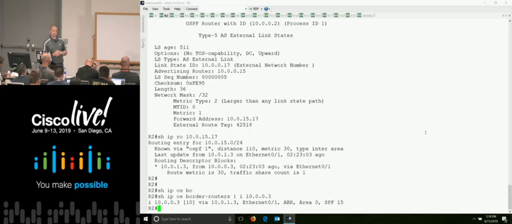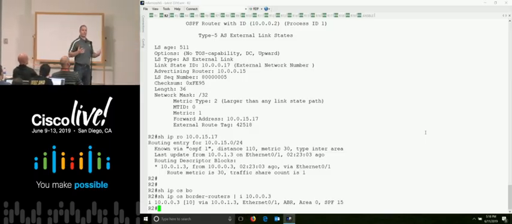Because it's not in area 0, we can't look at our type 1s or type 2s. What do we need to look at now? No, that's a type 1. What do we need to look at? No? Come on, guys. You're saying every number except the right one. 3. It's the summary LSA, right? This is an inter-area route.